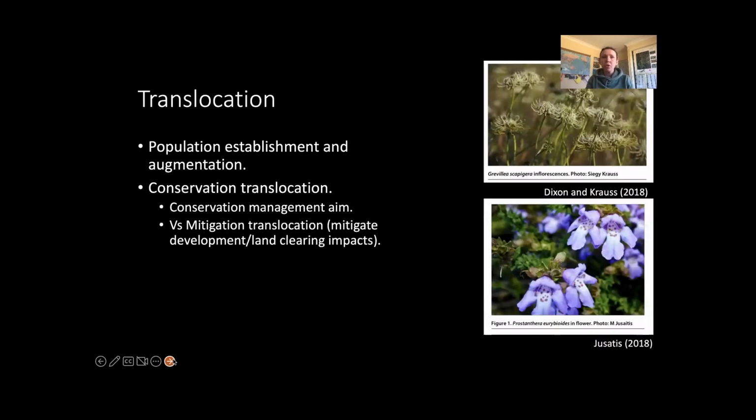So, as I'm sure you already know, translocation is defined as population establishment and augmentation. So that means establishing new populations as well as adding individuals to existing populations. Conservation translocation, which will be the focus of this talk, is where conservation is the management aim. The aim is to improve the status of the species, reduce extinction risk, as opposed to mitigation translocation, where the primary aim is to mitigate development impacts.